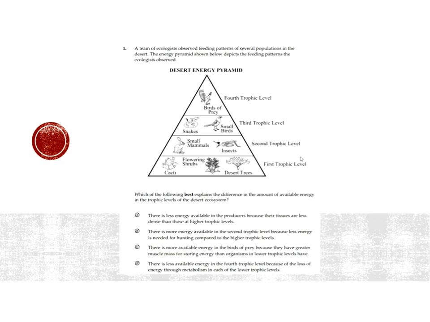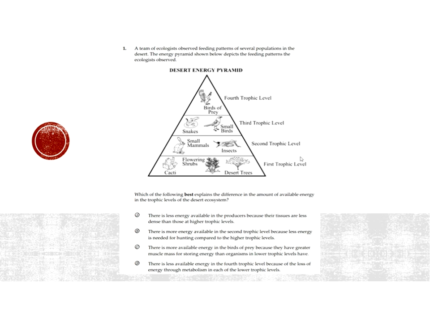Would it be A, there is less energy available in the producers because their tissues are less dense than those at higher levels? B, there is more energy available in the second trophic level because less energy is needed for hunting compared to the higher trophic levels? C, there is more available energy in the birds of prey because they have greater muscle mass for storing energy than organisms in lower trophic levels? Or D, there is less energy in the fourth trophic level because of the loss of energy through metabolism in each of the lower trophic levels?